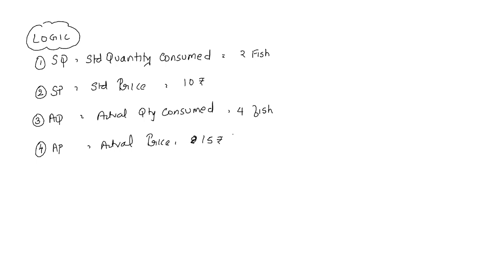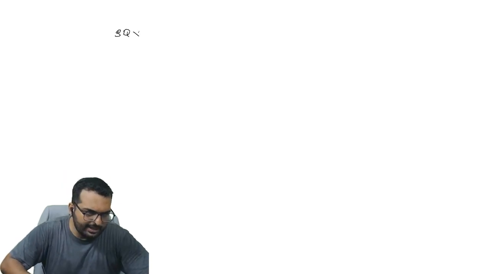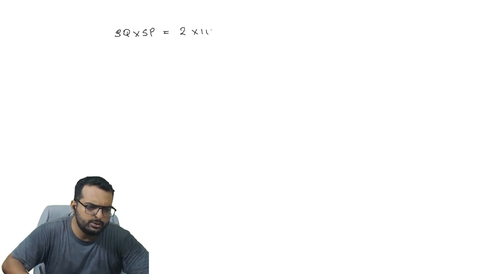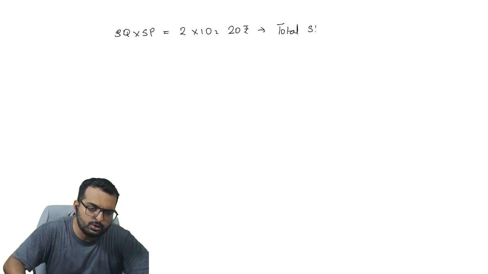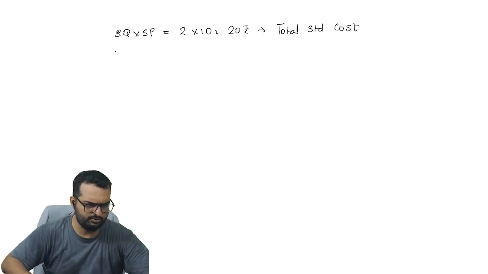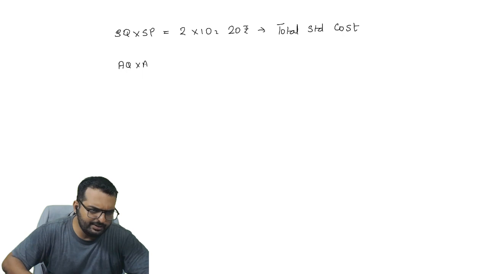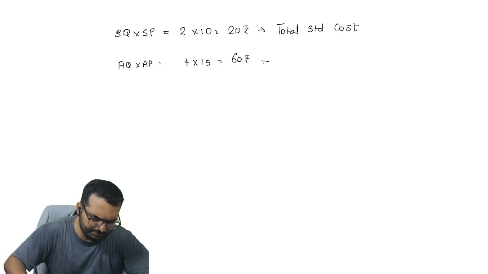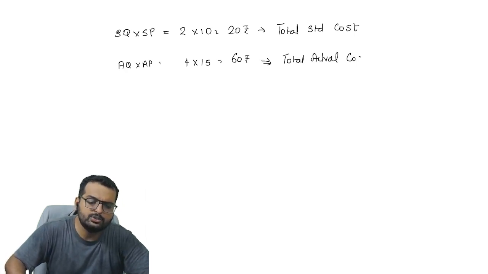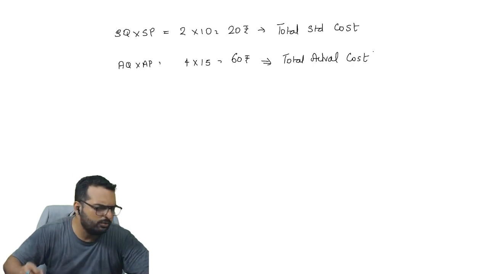Are you all done? Okay. Friends, next part, we did SQ into SP. Now, what was SQ into SP? Two fish into 10. Did we get the answer as 20 rupees? This is supposed to be the total standard cost. Then we did AQ into AP, 4 into 15, 60 rupees. This is nothing but total actual cost. Are you all clear so far?